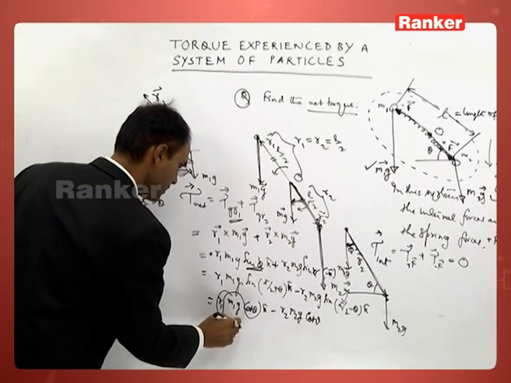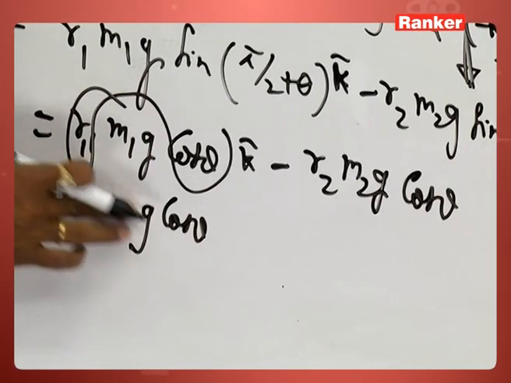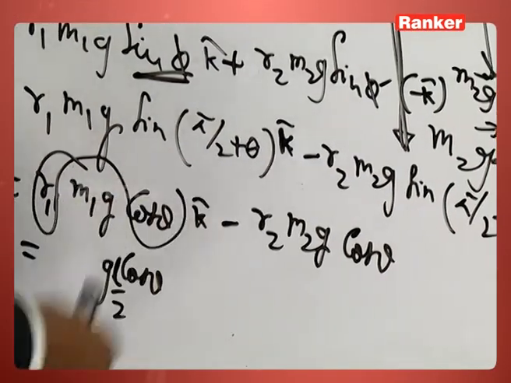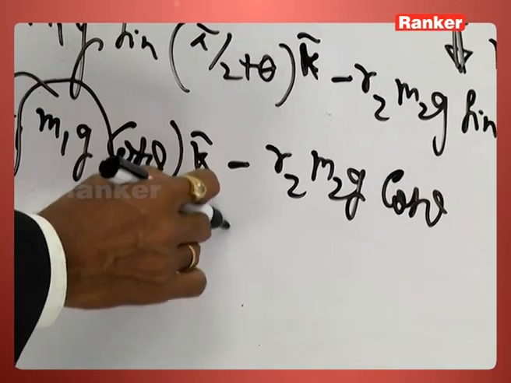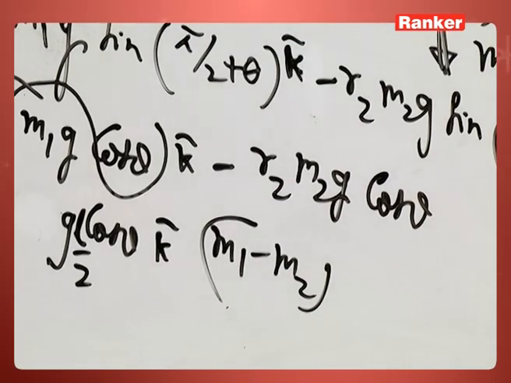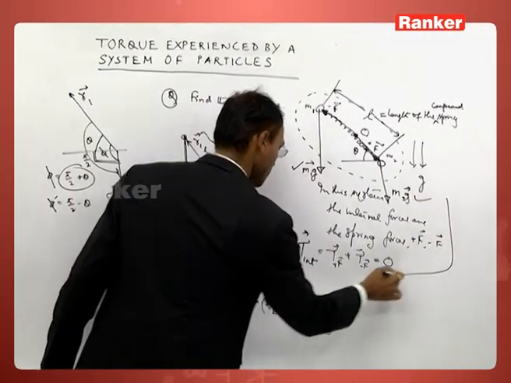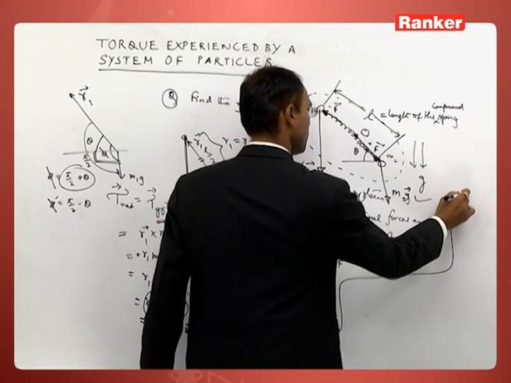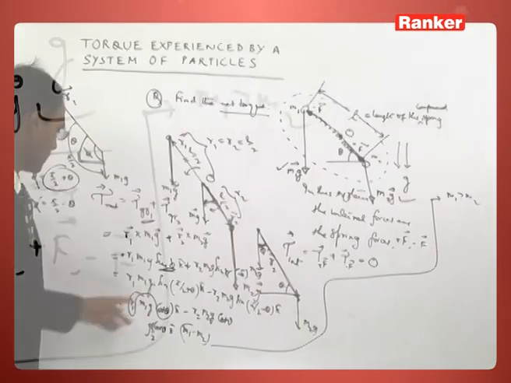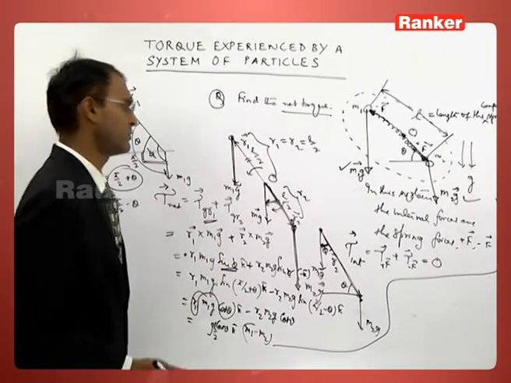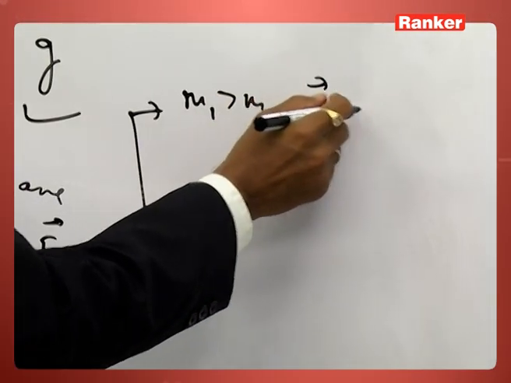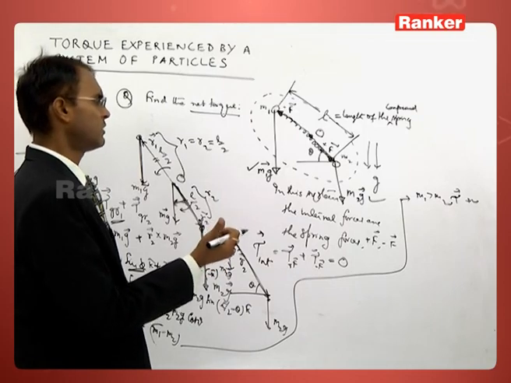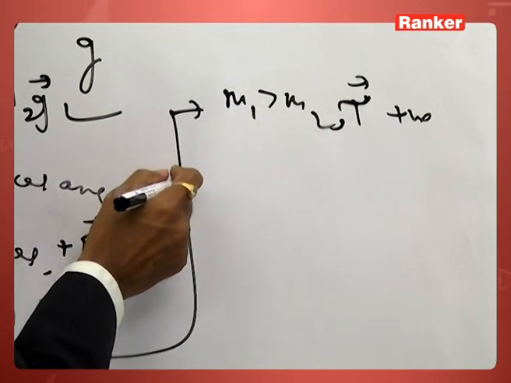So M1 g cos theta, or you can take g cos theta. R1 is equal to R2, that is L by 2. L by 2 g cos theta you take common, into k̂ (M1 minus M2). And if M1 is greater than M2, the torque is positive. It means the net gravitational torque will point in the positive z direction, or outward direction.